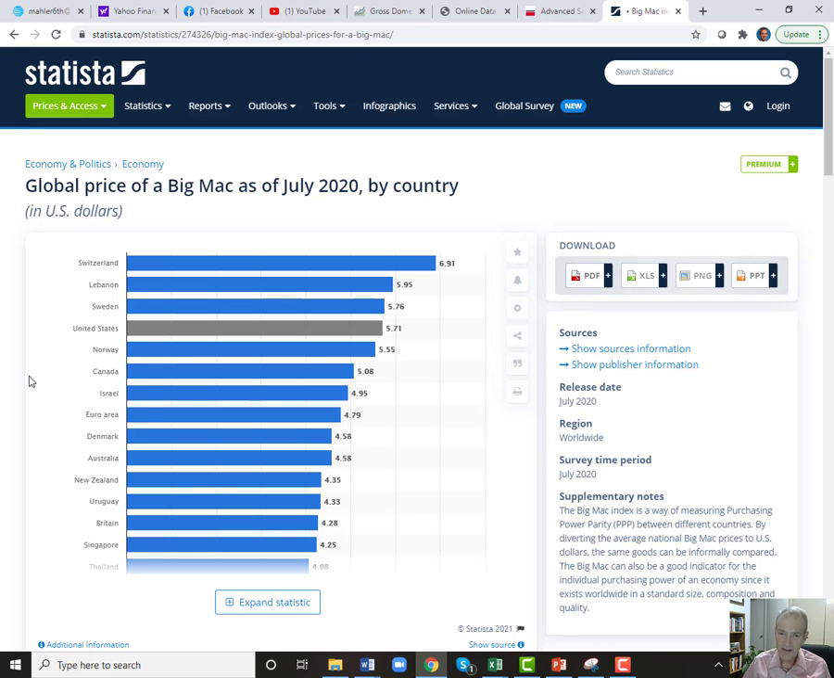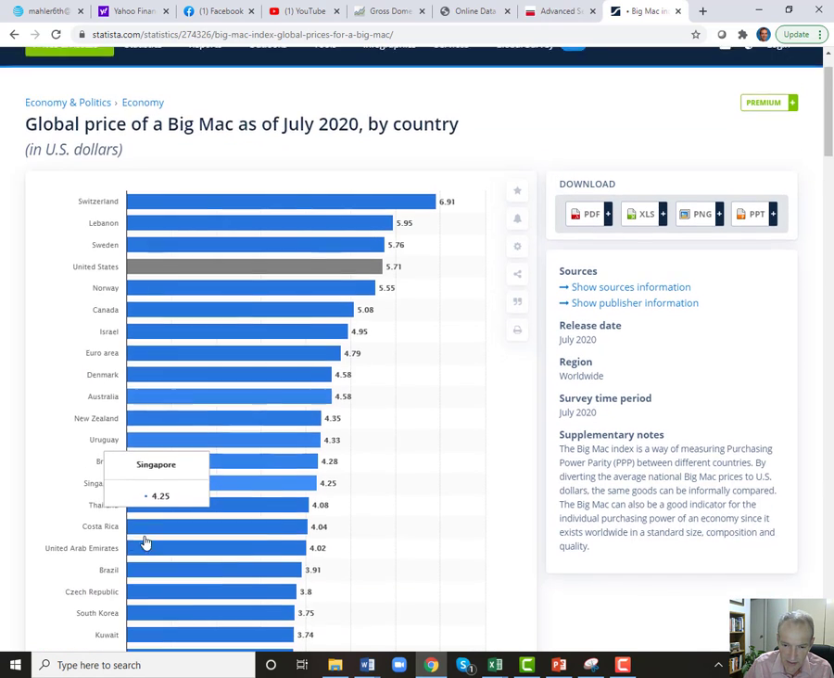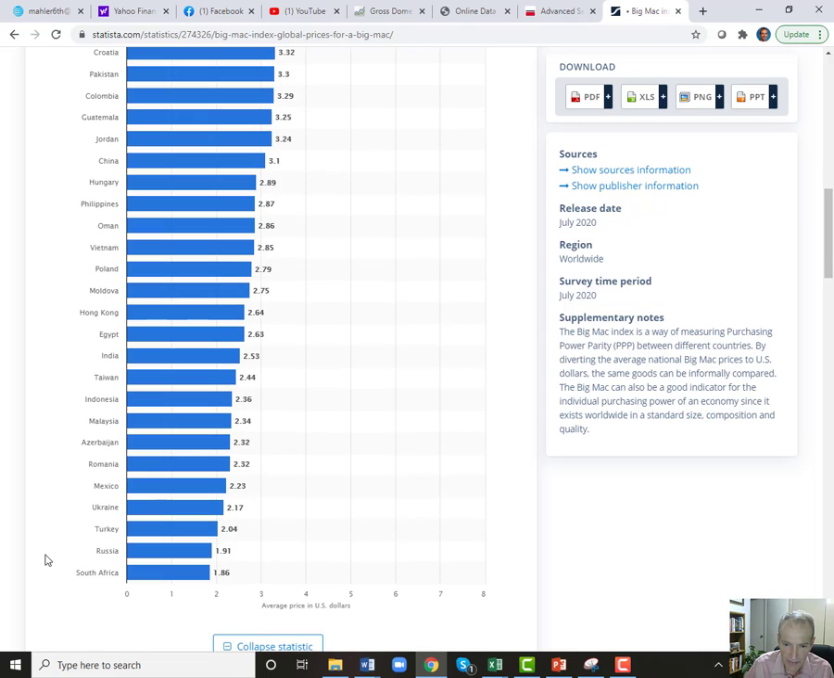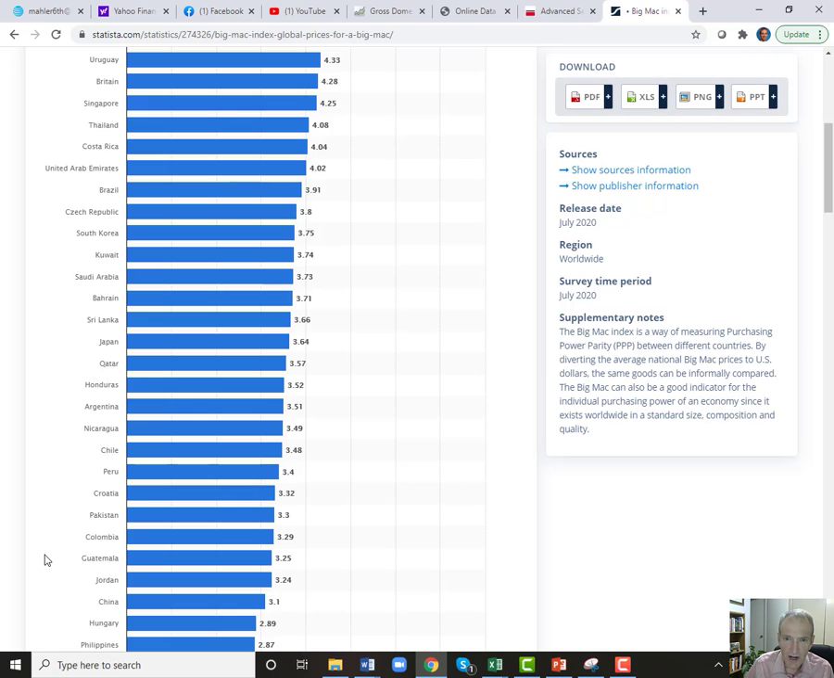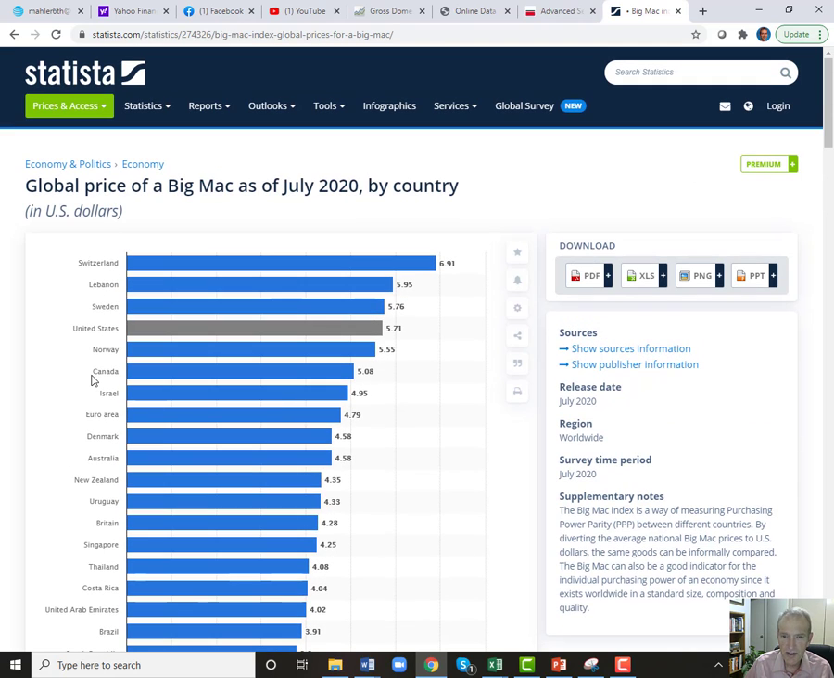So the thought is, and I don't know where Canada is in here, if they even show it. Let's see if we can find Canada. I don't see it obviously in there. Oh, there it is. There's Canada. Okay, so let's look at this. Let's say you lived on the border between Canada and the United States. So you could drive to Canada and essentially buy a Big Mac in Canada for $5.08. And then you could drive back to the United States and sell that Big Mac, assuming someone would buy a Big Mac from someone off the streets.